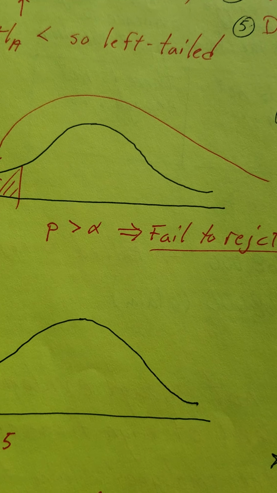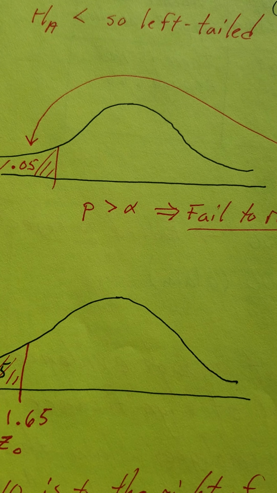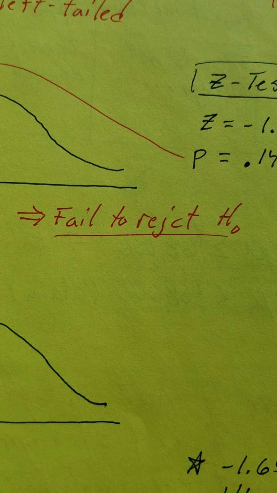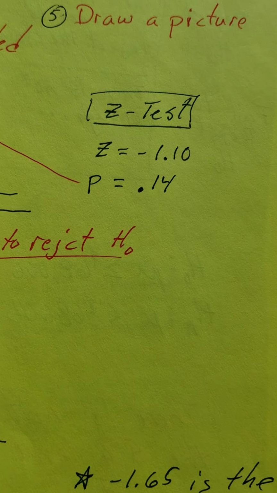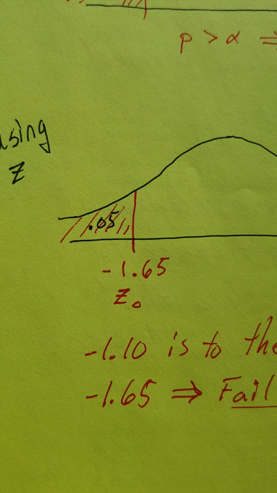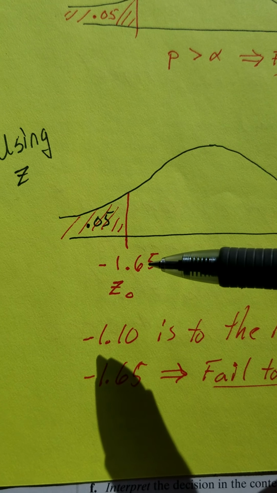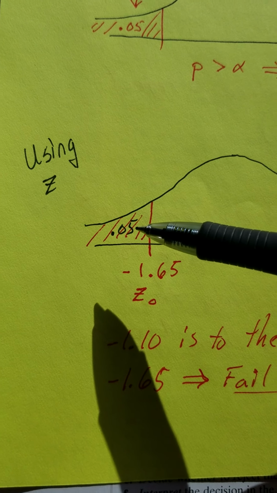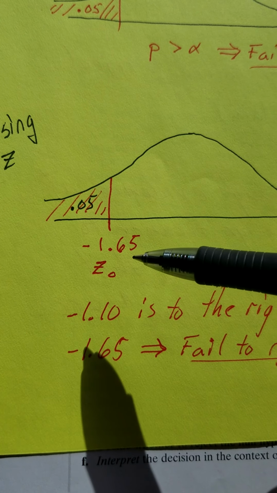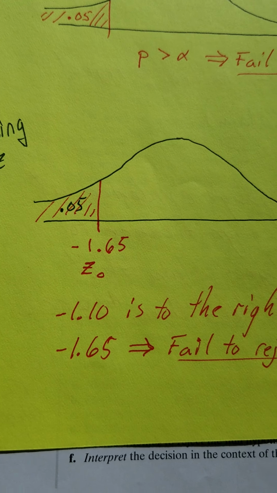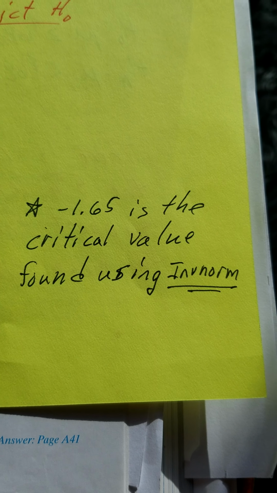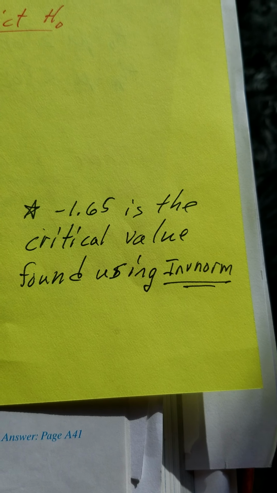Okay, so in this case, we get P is greater than alpha. Okay, because there's P, right? 0.14, that's greater than 0.05. Fail to reject. Okay, now there's your Z. What do you compare that to? Well, you compare that to the critical value. So alpha is 0.05. The cutoff associated with that is negative 1.645. Where do you get that? Remember, we were just looking at that. Negative 1.645 is the critical value found using inverse norm.